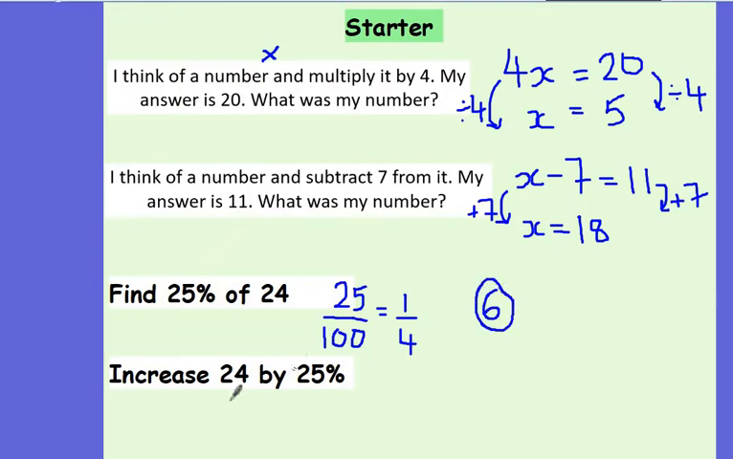And finally, I was asked to increase 24 by 25%. We know that 25% of 24 is 6, so we just need to add that on for my final answer. 24 plus 6 gives me what, Tamsin? 30. Thanks very much. Let's head into today's lesson.